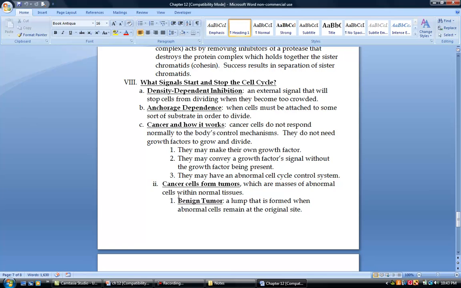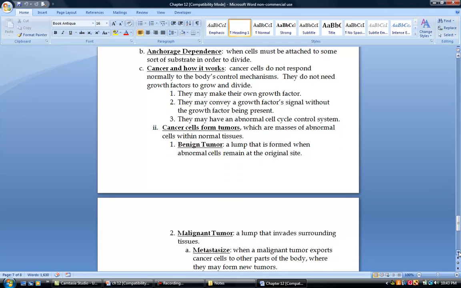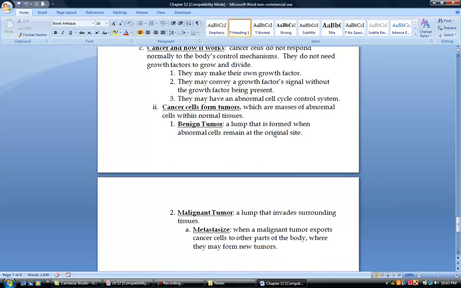And there's two types. There's a benign tumor, and then there's a malignant one. Now, a benign tumor is the one when you find a tumor, you're hoping that's what it is, and that's just a lump that's formed when abnormal cells remain at the original site. So you've got something that's growing, but it's just staying right there. A malignant tumor is going to be one that starts to invade the surrounding tissues, and what's even more dangerous is when they do what's called metastasizing, and that's when it exports those cells to other parts of the body where they can grow there. So we don't want a malignant tumor to metastasize because that means the cancer is spreading, basically.